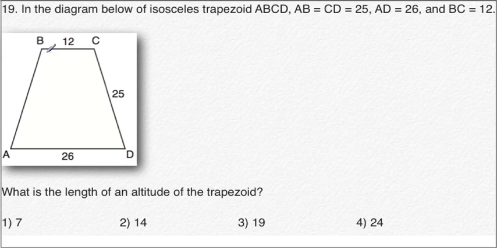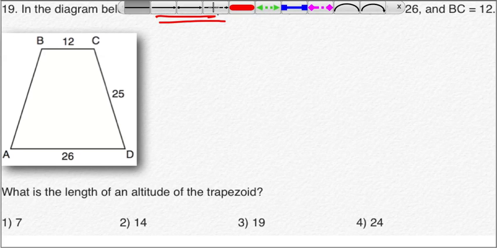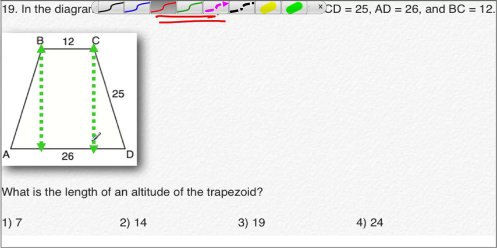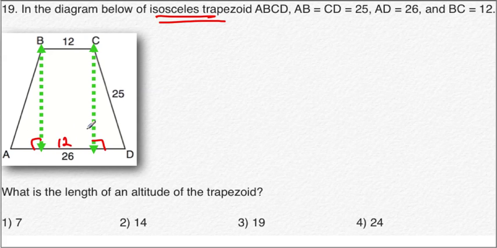Number 19. So this is an isosceles trapezoid. One good way for us to analyze this one is simply to bring down a straight line from each corner of the trapezoid. Then we realize that we end up having right triangles. Since this is 12, this is equal to 12. Now, it leaves 14, that means this one has to be 7 and 7 since it's an isosceles trapezoid. Then what is the altitude? Let's call that h.